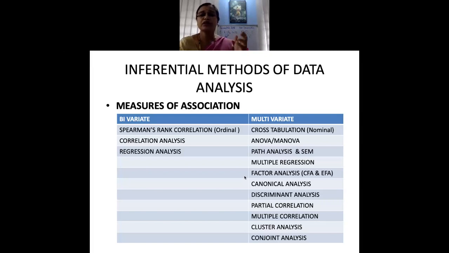Now, suppose you are comparing only two variables, that is, bivariate. It's only a dependent and an independent variable, and you are trying to measure the association between the variables. It is always better to use correlation and regression analysis. This is the basic that we usually do.